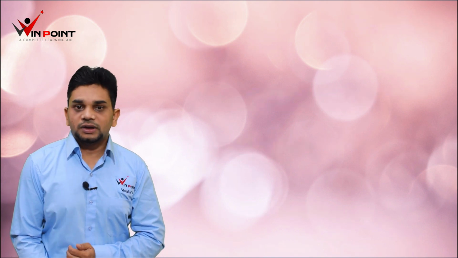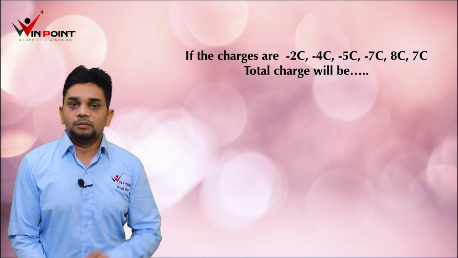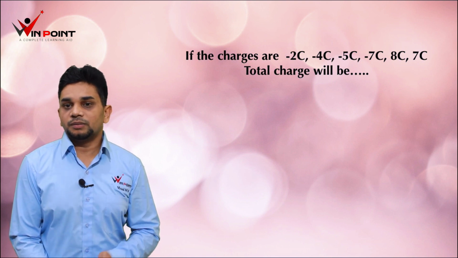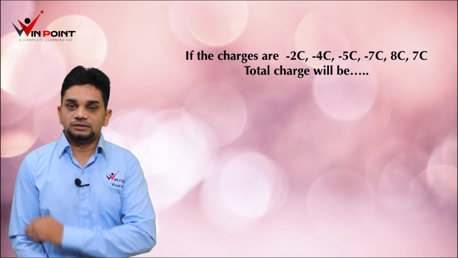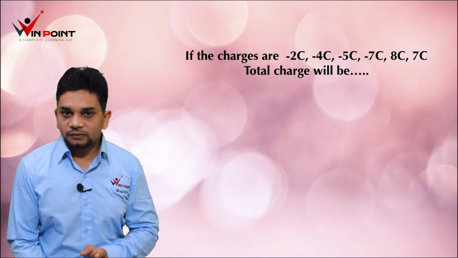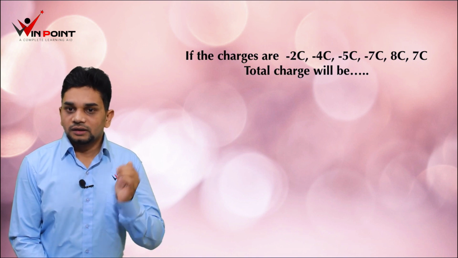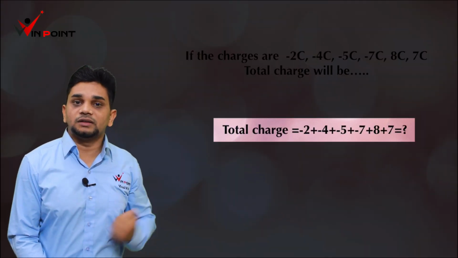Let us discuss this with an example. We are considering some charges: -2 coulomb, -4 coulomb, -5 coulomb, -7 coulomb, 8 coulomb and 7 coulomb. How can we add this? Just add all the values: -2 plus -4 plus -5 plus -7 plus 8 plus 7. We need to add all the values. What will be the answer when we are adding these values?